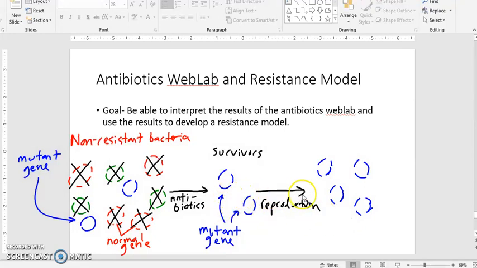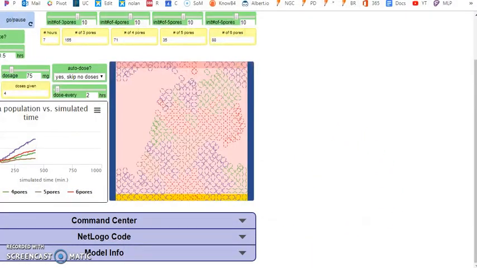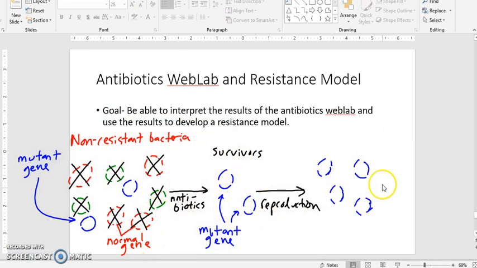So now that those survivors have reproduced, essentially what we have here is the resistant bacteria. Now, I'm oversimplifying what we saw in the web lab. I'm trying to simplify it so we can see the important results that matter. Here they are. We end up with more mutant bacteria, those survivors, those resistant bacteria. And so this is the antibiotic resistance model. Here it is. This is it right here. We just have to show those non-resistant, weak bacteria dying because they have the normal gene, and the mutant gene survives, it reproduces, and now we have more of them. So this is the population of resistant bacteria.